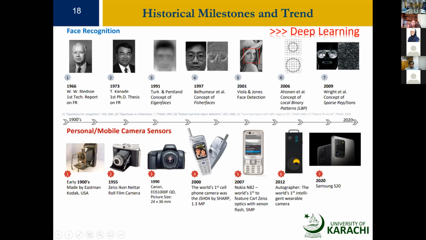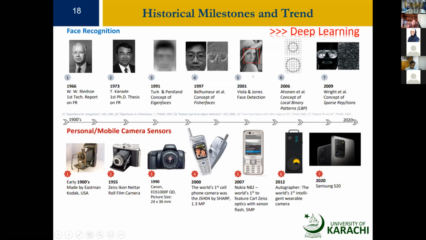And after Eigenfaces, there is another improvement in terms of Fisherfaces, and there are only 91 and 97, again it takes 6 years. So whatever we are seeing is not happening in days or weeks or months. It took years. This is one of the most famous face detectors, Viola and Jones, which every student or researcher is using these days.